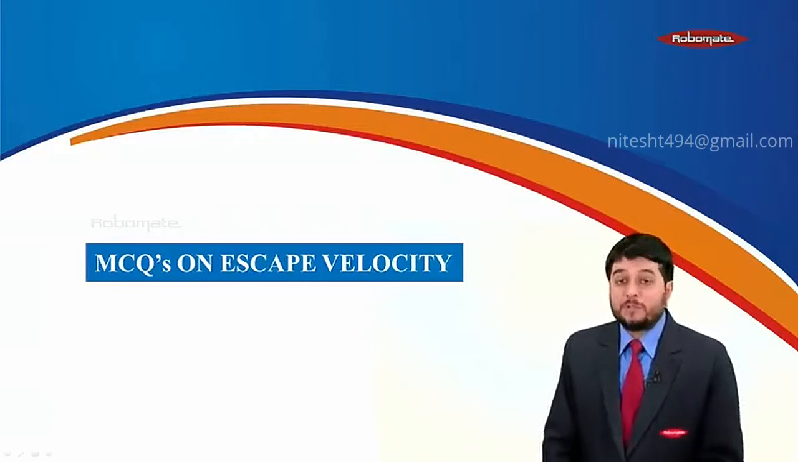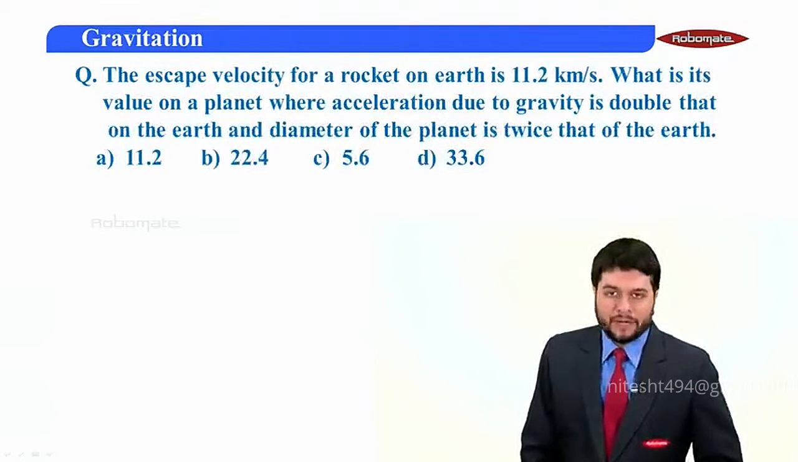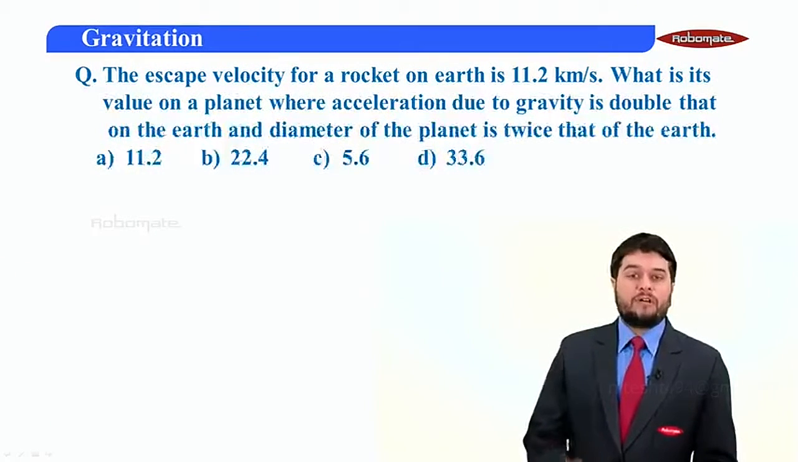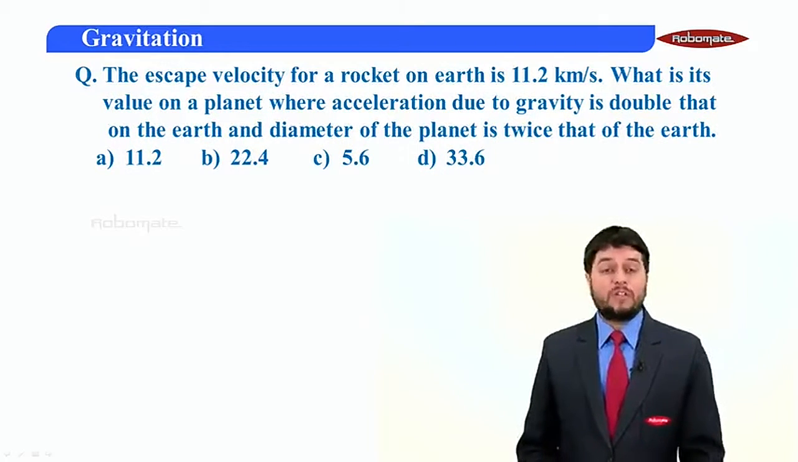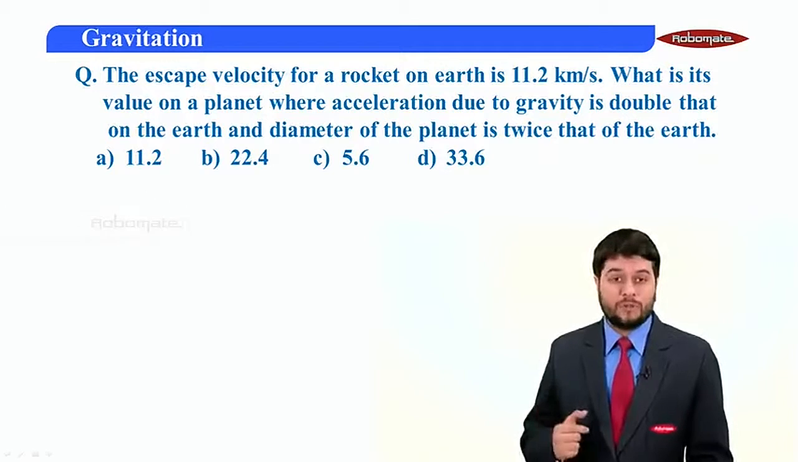We'll be doing some multiple choice questions based on escape velocity. The first question I'll read. Escape velocity of a rocket from Earth is 11.2 km per second. I hope you remember this number. We had just now calculated it in the previous module.